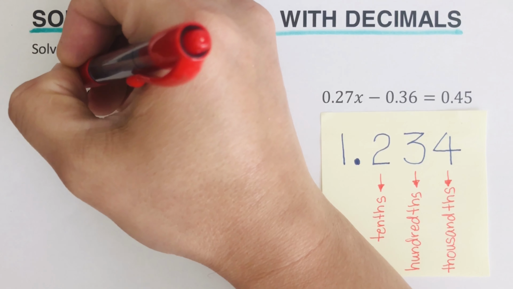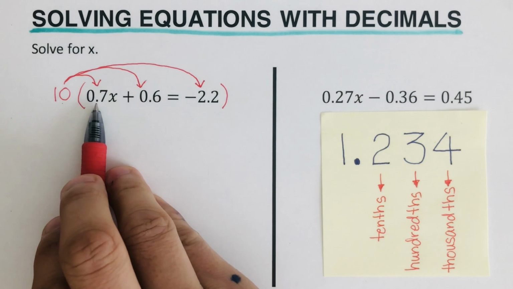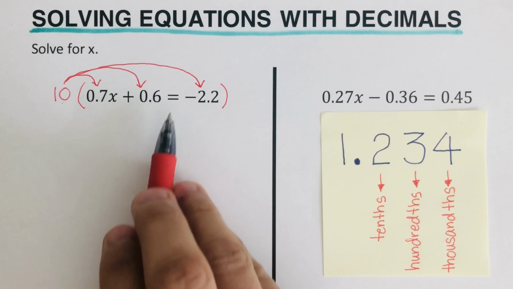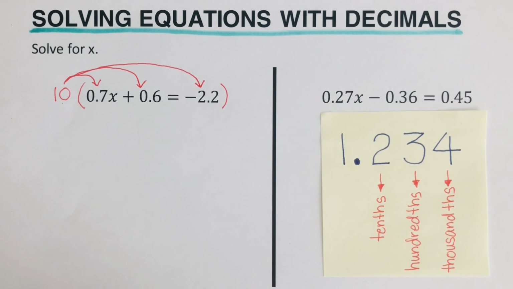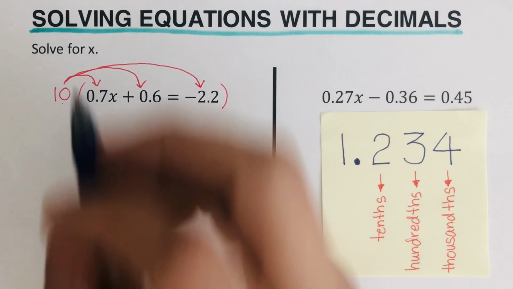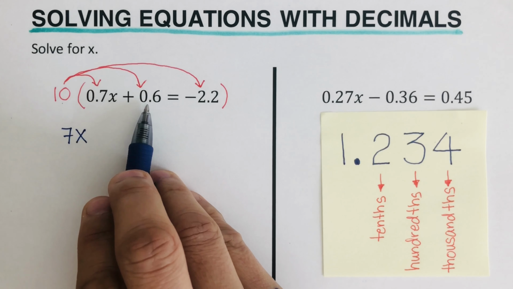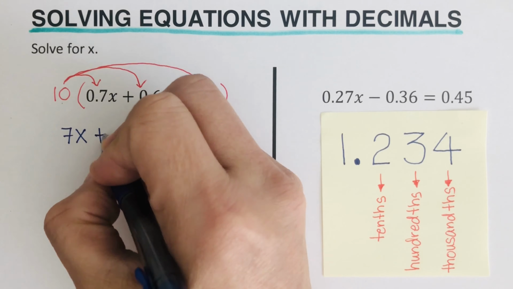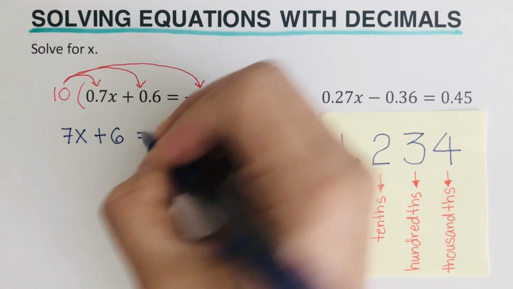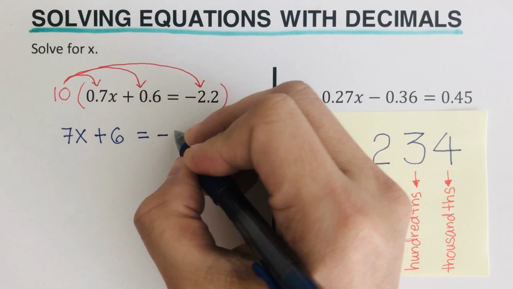So please be careful because others miss this part. They only multiply it to the first one and forget to multiply all the rest of them. It has to be to all of them. So in this problem, we have 10 times 0.7x would become 7x. And then 10 times 0.6 would become a 6. So I'm going to write plus 6 equals 10 times negative 2.2 is negative 22.